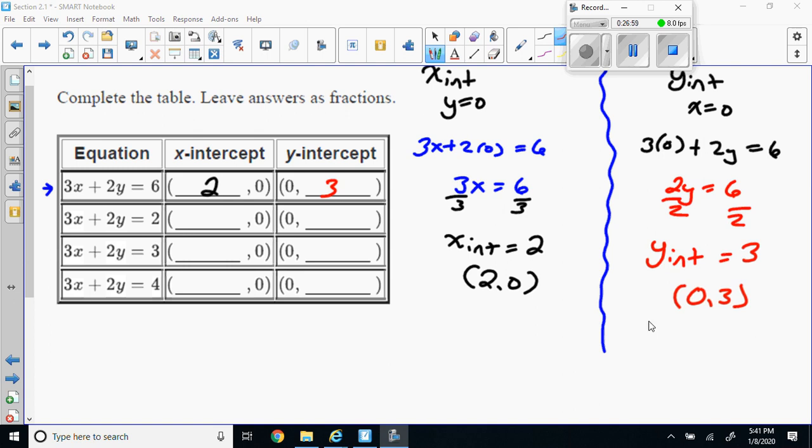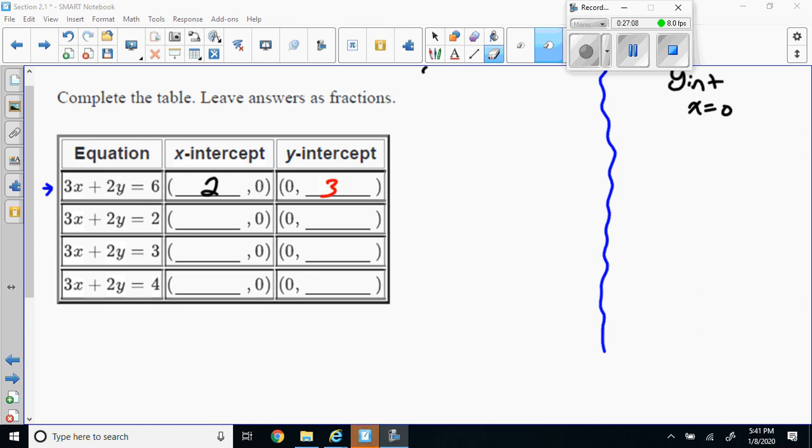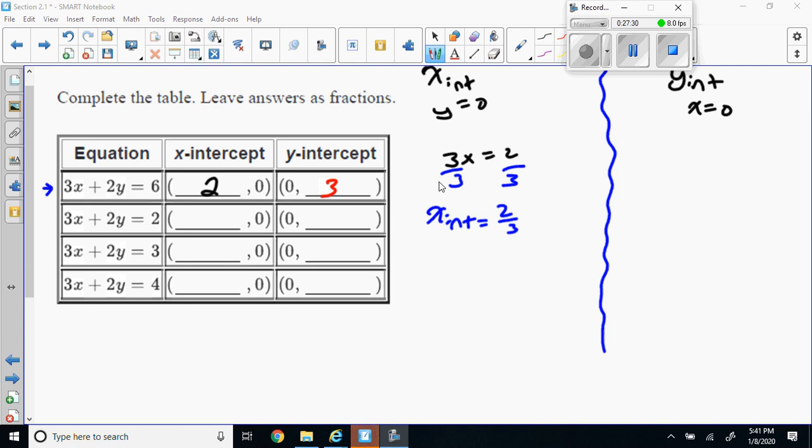Let me do this. I should have kept the x-intercept over here, right? Intercept y equals 0, right? There. That's my nugget of information. So when I do that, the y value goes away. It leaves me 3x equals 2. Divide by 3. So x-intercept equals, guess what? 2/3, which is 0.667, right?